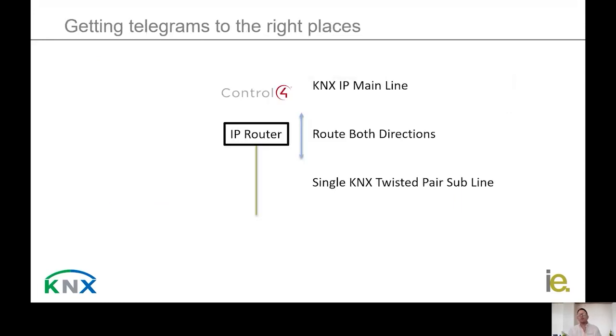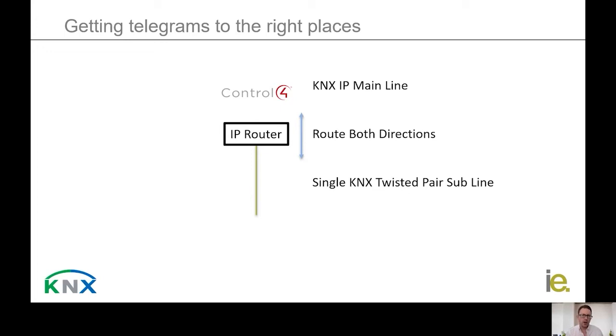So there are some considerations that we have to make regarding the way that KNX telegrams are normally filtered across different parts of the topology. In this first scenario, if we consider a KNX IP routing situation with a single twisted pair line, we can actually set the IP router to route telegrams in both directions.